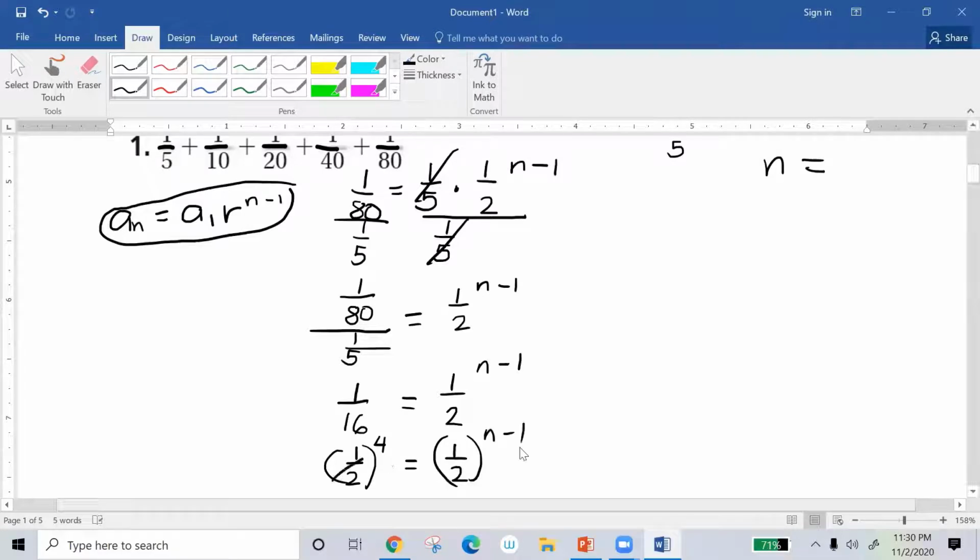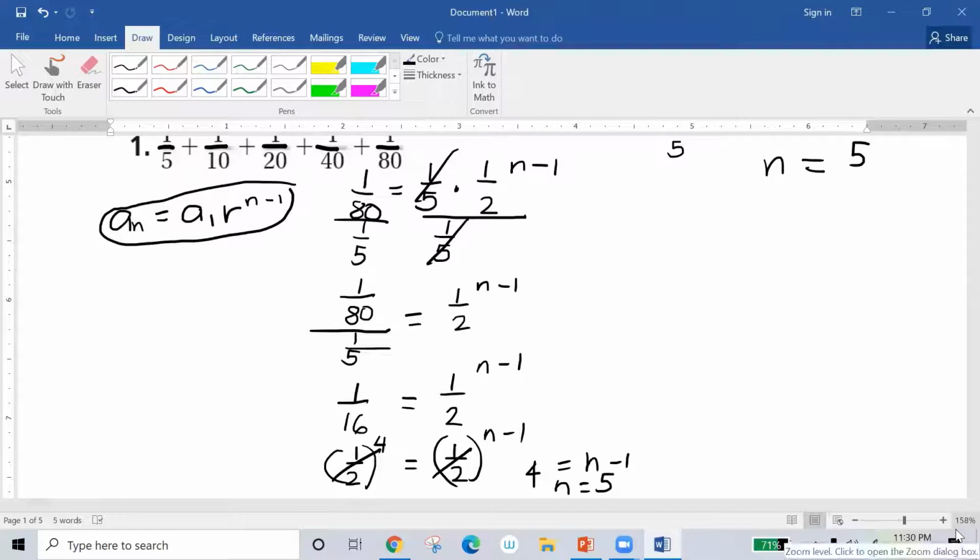Okay, now we can cancel the base, which is 1/2. So we can write 4 equals n minus 1. So what is the value of n? If you transfer -1 to the other side, it will be +1. So 4 plus 1 is equal to 5. So it means our n is equal to 5. Okay, next. So we used the explicit formula and now we have the number of terms.